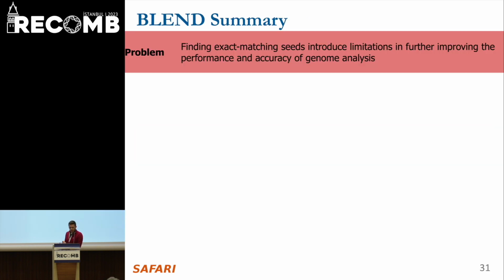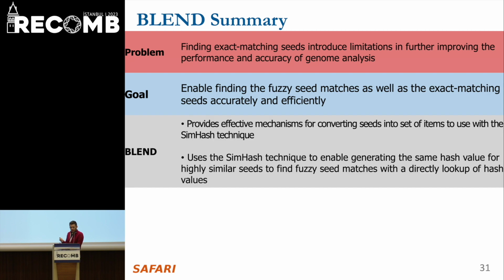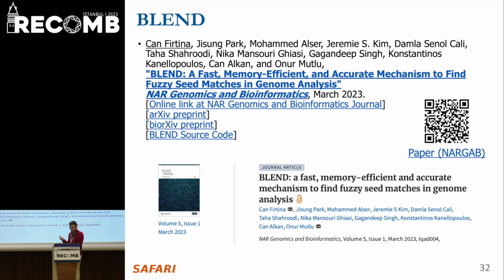So to conclude, finding exact matching seeds introduces limitations in further improving the performance and accuracy of genome analysis. Our goal is to enable finding the fuzzy seed matches as well as the exact matching seeds accurately and efficiently. We do this by employing SimHash and then identifying the sets for SimHash efficiently. BLEND provides significant speed-ups and also a lower memory footprint, especially when using HiFi reads, and also improves the accuracy of important applications in genome analysis.